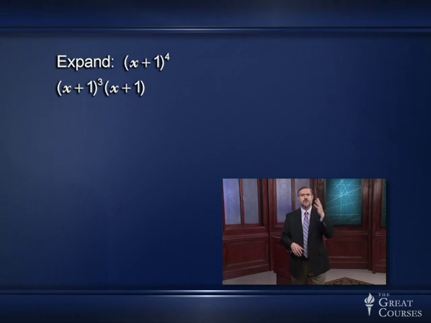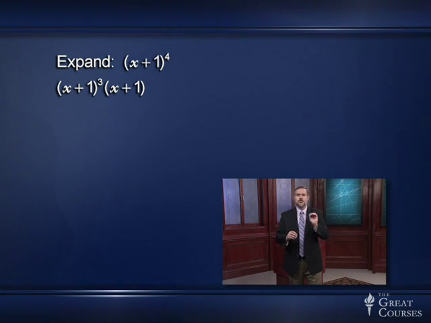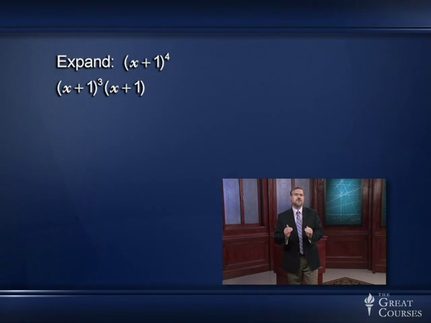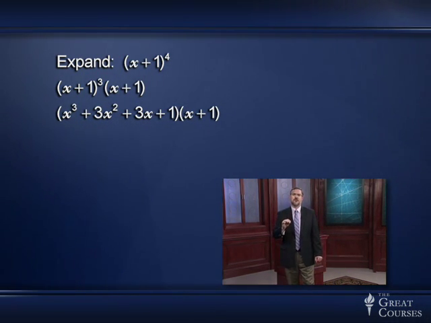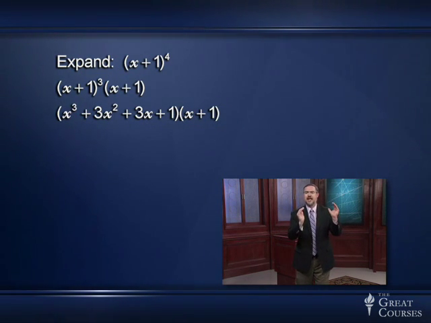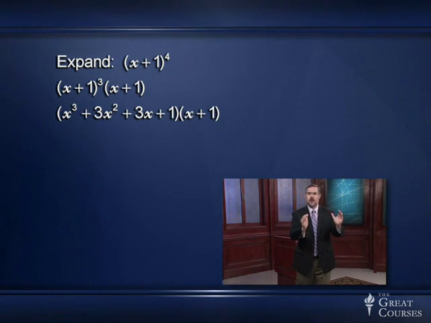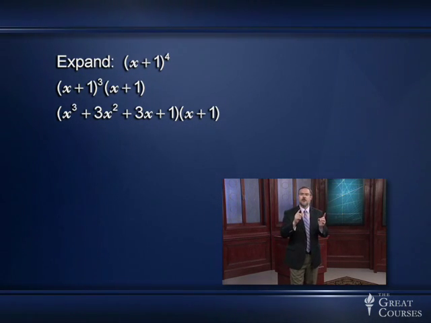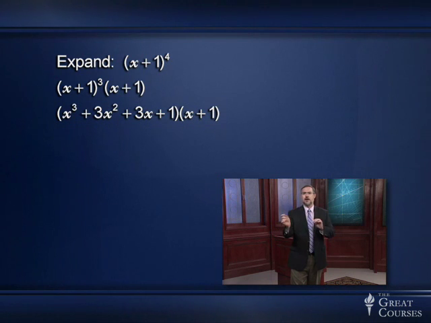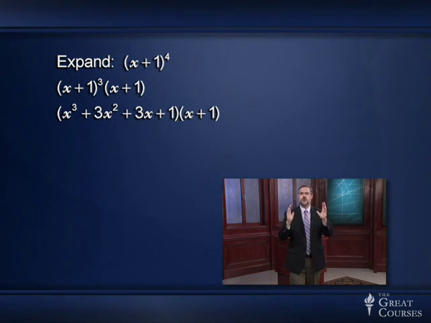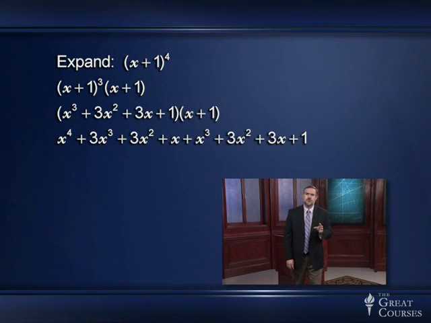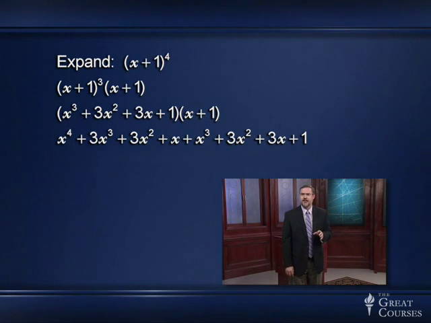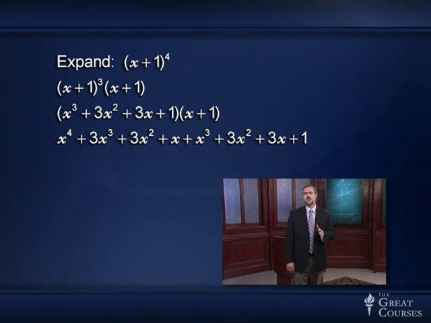So x plus 1 to the 4th is the same as x plus 1 cubed times x plus 1. And the x plus 1 cubed is the same as x cubed plus 3x squared plus 3x plus 1. So what I really want is x cubed plus 3x squared plus 3x plus 1 times an extra binomial x plus 1. So now I have to get all the terms in that little binomial multiplied with all the terms in that 4-term polynomial. And when I do that expansion, I'm going to have x to the 4th plus 3x cubed plus 3x squared plus x cubed plus 3x squared plus 3x plus 1.